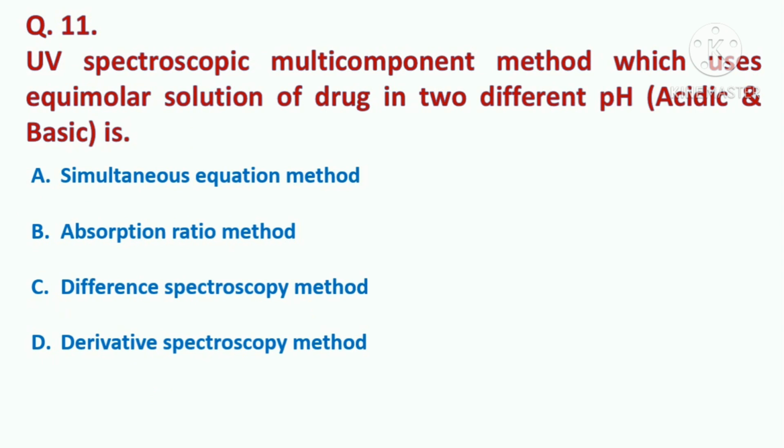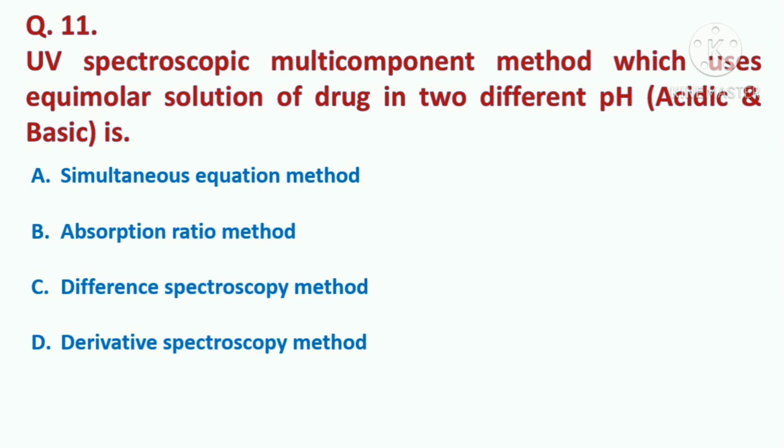11. UV spectroscopic multi-component method which uses equimolar solution of drug in two different pH, acidic and basic, is. So what is that method where we use two different pH of the same drug? We prepare a solution of the same drug in equimolar concentration in a different pH. Simultaneous equation method, we have already studied this. Absorbance ratio method or absorption ratio method, difference spectroscopy method, and derivative spectroscopy method. So what will be the answer here?